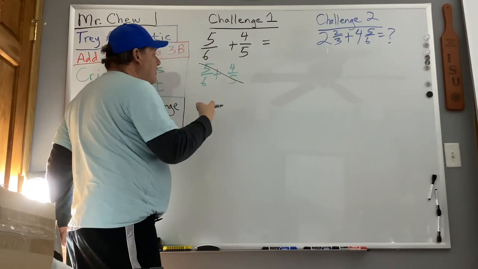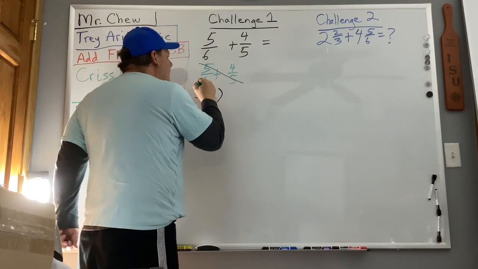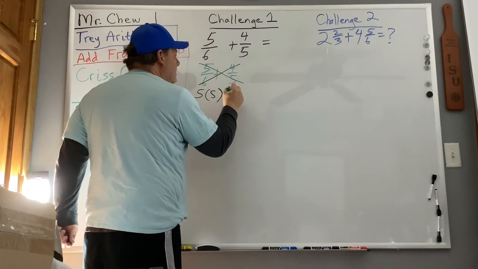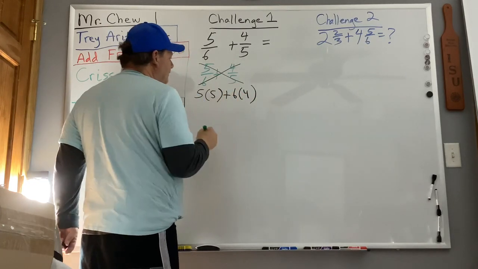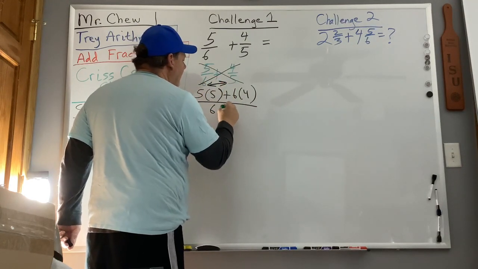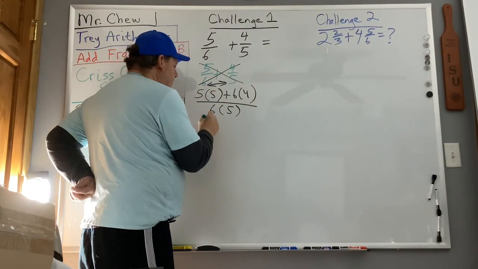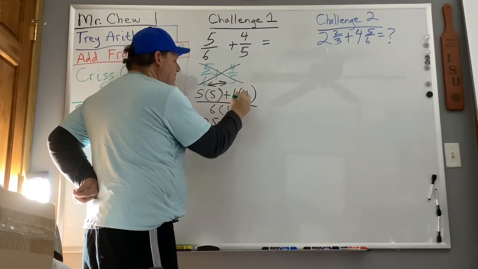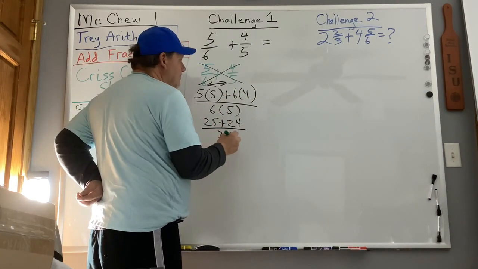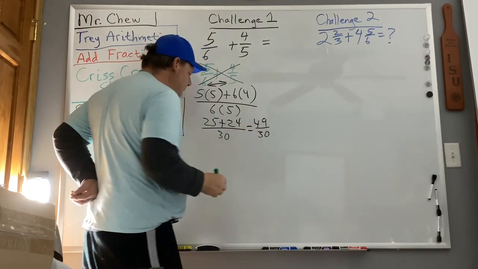I take my 5 times my 5. There's my criss and my cross. Plus, because we're adding, the 6 times the 4 over the 6 times the 5. So it's that simple. So 5 times 5 is 25. 6 times 4 is 24 over 6 times 5 is 30. So that equals 49 over 30.